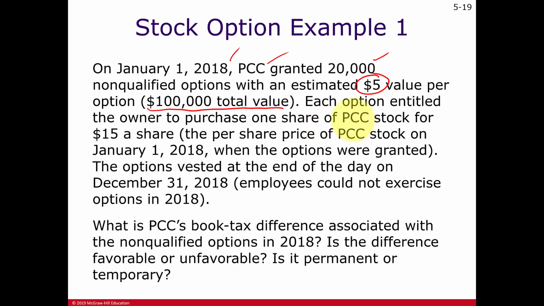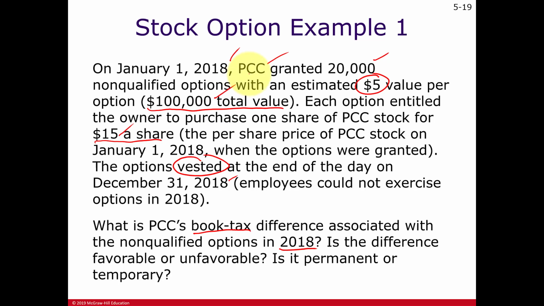So we're told here they have to pay $15 eventually for each share. That's why the employees want to work hard for the company, so the share price increases in value as compared to the amount they have to pay, this $15. It's going to be exercisable after just 1 year, kind of short. Here they call it vesting, right? So after 1 year passes by, now the employees can exercise all 20,000 options, buying shares at $15 each. So the question though is, what is the book to tax difference at the end of that first year? And all of the 100,000 is used up by the end of that first year.